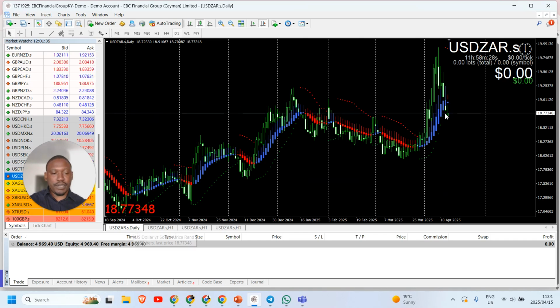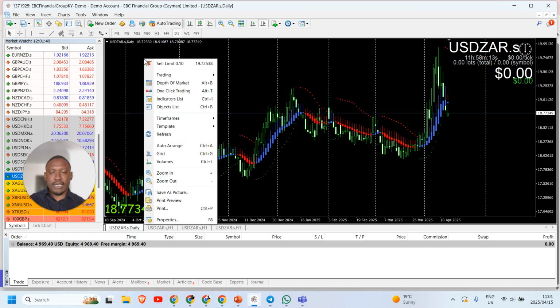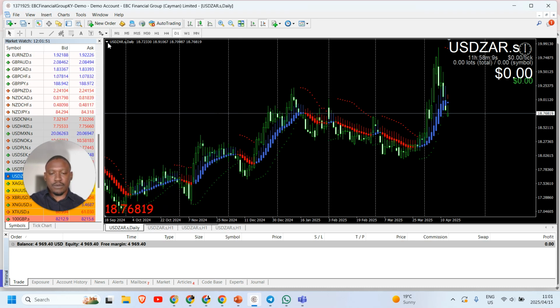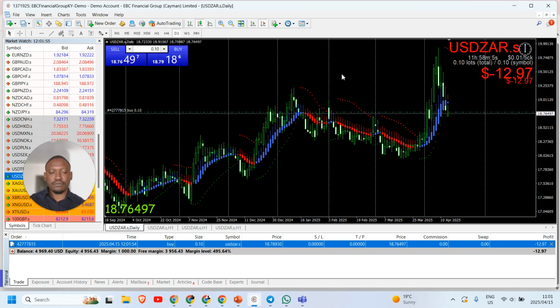I'm going to open my setup here. I'm using the Ultima Secret indicator, very useful. I'll probably make another video on that. So I've opened my pair here and I will go ahead and place a buy. So the buy has been kicked into effect.